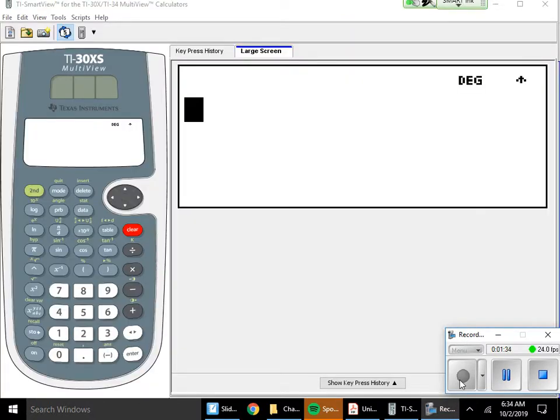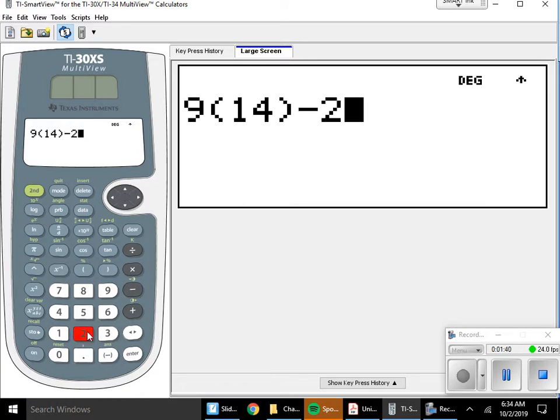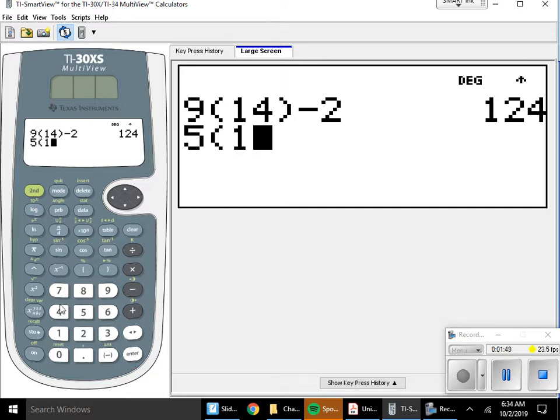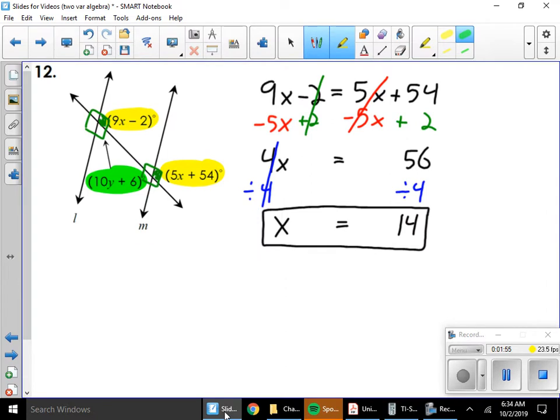Double checking that, we had 9 times 14 minus 2. So my first angle, the one in the upper angle, is going to be 124 degrees. And then 5 times 14 plus 54 is also 124. And again, we said these angles were equal. That's the equation we wrote, so we did expect them to get the same measure. So that worked. We know that this value for x is true.